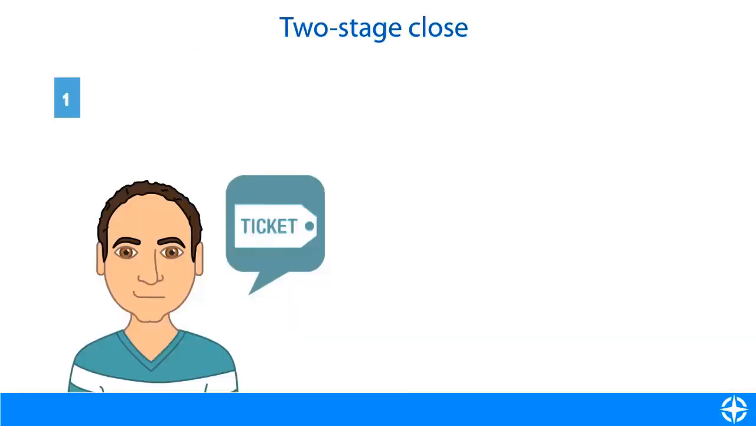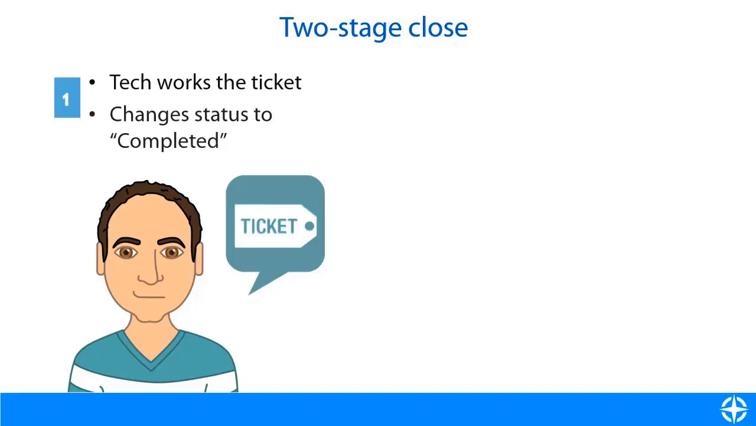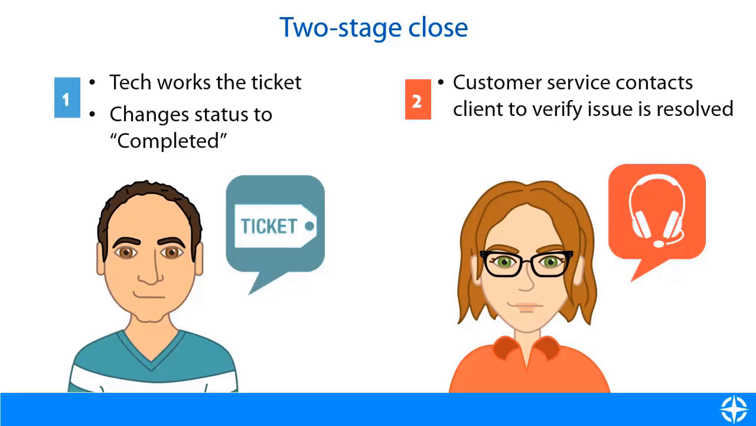As you heard in the demo, a good practice is to have a 2-stage close process. That means that the tech who works the ticket is not the person who closes the ticket. Instead, the tech puts the ticket in a completed status. Then, a customer service resource contacts the client to verify the issue is resolved before moving it to a closed status. This helps prevent tickets from having to be reopened.